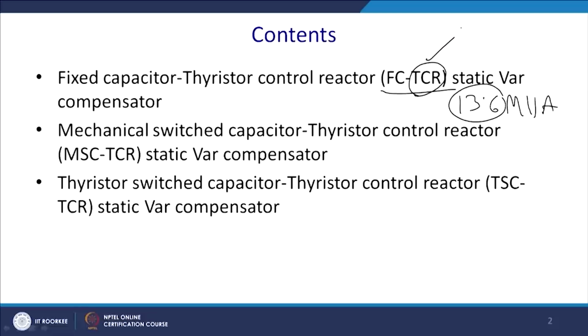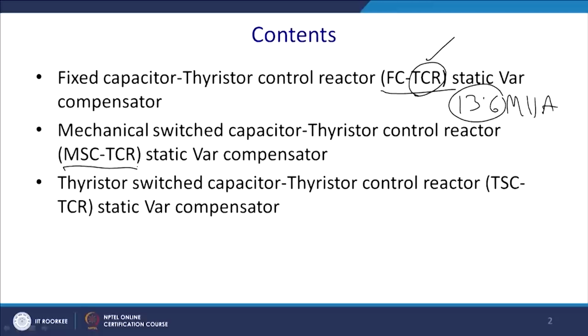Next is the same thing, but instead of the fixed capacitor we can have a mechanically switched capacitor. You can switch it on and off whenever required, but there is a limit on how many times you can use it. This is called MSC-TCR. Of course, you can also have a thyristor switched capacitor, where you can frequently insert or take out the capacitive compensation by switching, but the transient phenomena are very prevalent. We have to see the switching sequence to operate it properly.